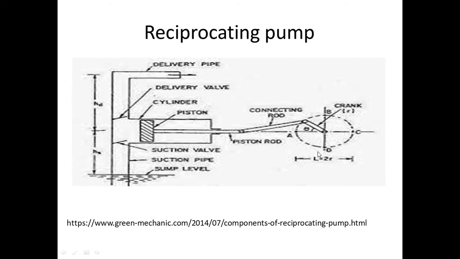When the crank rotates further, the connecting rod pushes the piston in this direction, and because of that the pressure of this fluid increases. Because of that, the suction valve is closed and the delivery valve is opened, and fluid is delivered at high pressure. This is the working of the reciprocating pump. This is the suction head and this is the delivery head.